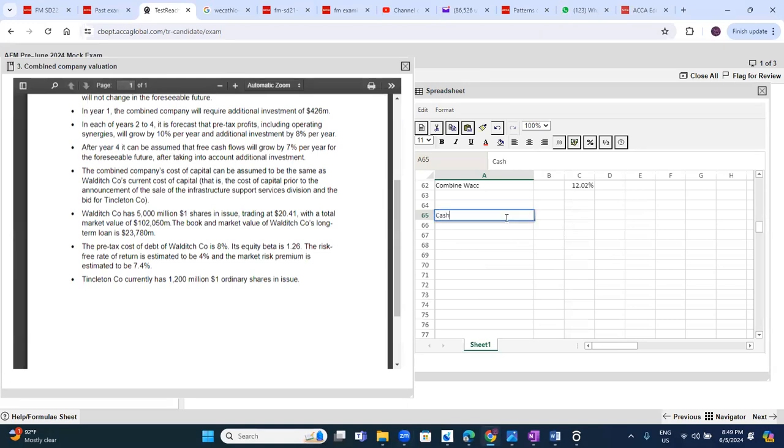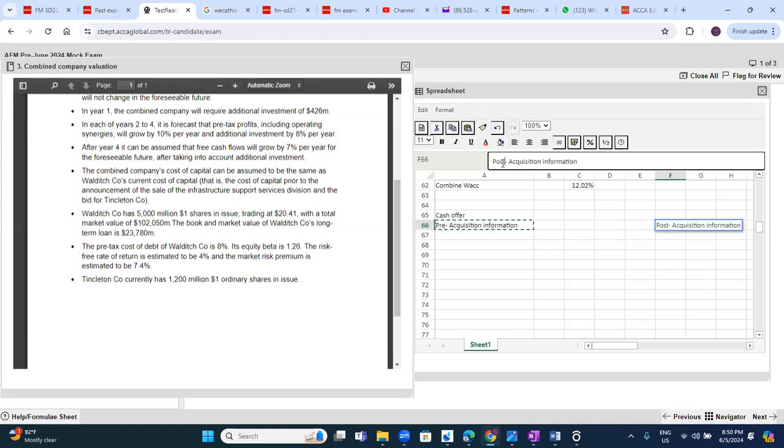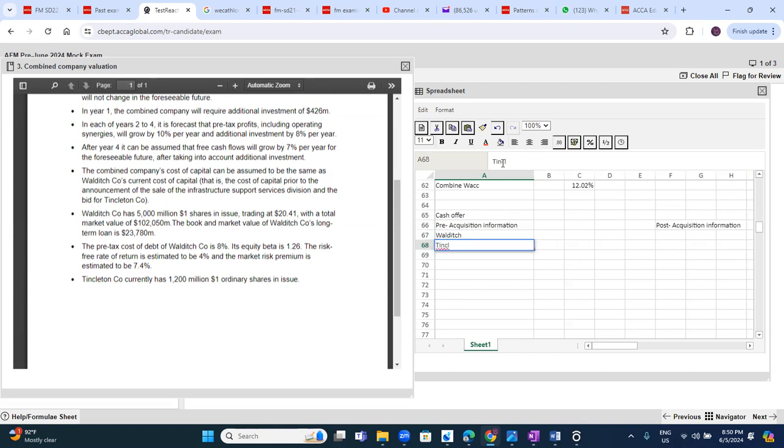So first offer, cash offer. Then you will write the share offer. So you can use your method, but normally I solve in this way. Pre-acquisition information. It is a bit lengthy, but always helpful. Post. Write the name of the companies. Okay, normally we need 3 information: shares, market value per share, and total market value. But it will work if you don't have all these information.